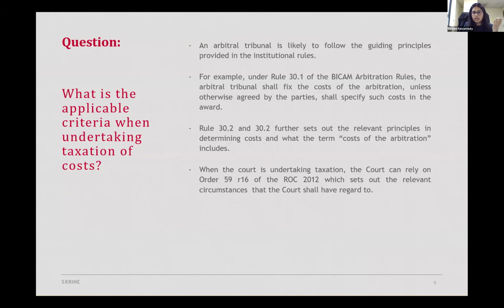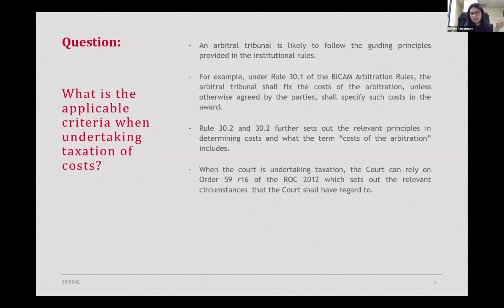So the tribunal will likely follow the guiding principles provided in the institutional rules. For example, in the BICM arbitration rules, Rule 31 provides that the tribunal shall fix the cost of the arbitration unless otherwise agreed by the parties. And the rules then go on to provide how an apportionment can be done by the tribunal and some of the considerations that can be taken into account by the tribunal when determining costs.